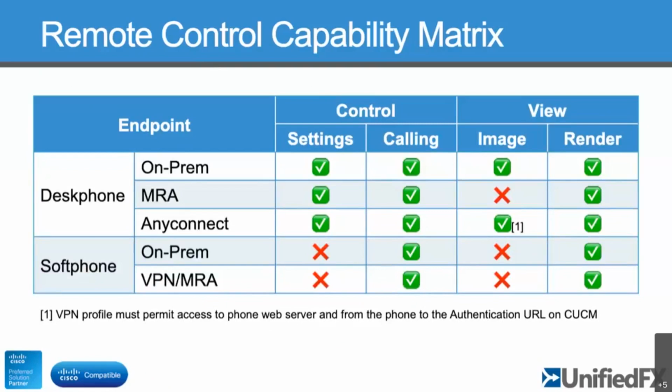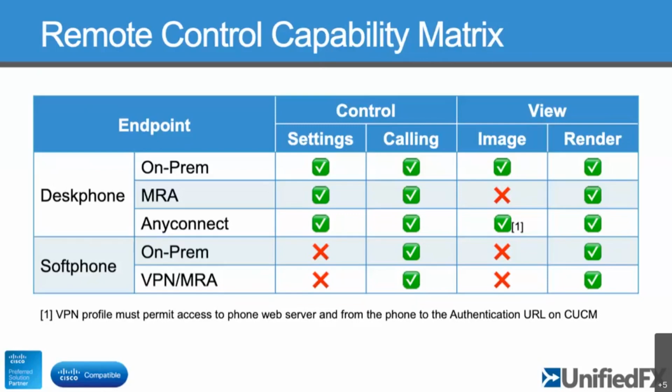We can take a screenshot effectively, which is an image of the endpoint itself, or we can render, which uses CTI to visualize it. So as you can see under the view section of the table, we can always render, because as long as the endpoint supports CTI, we can turn that CTI information into a rendered image.